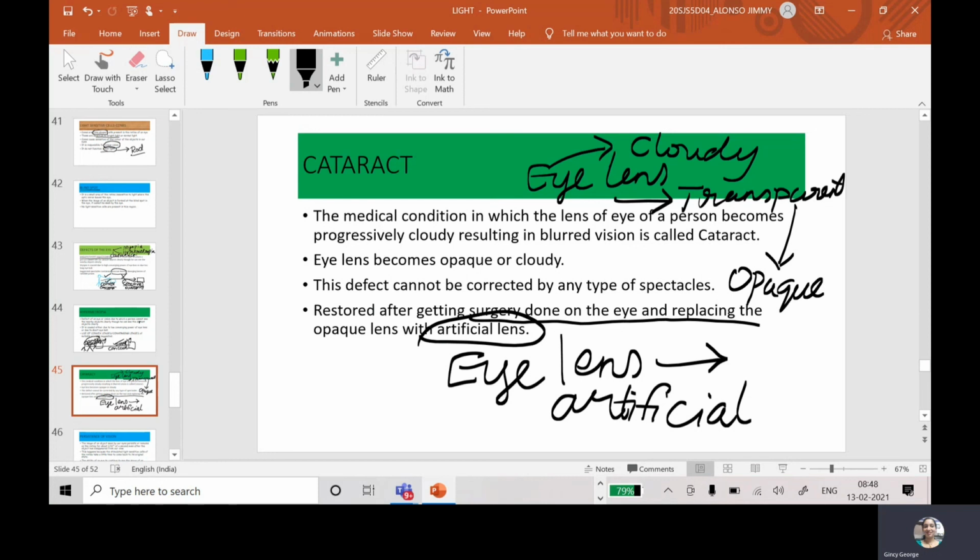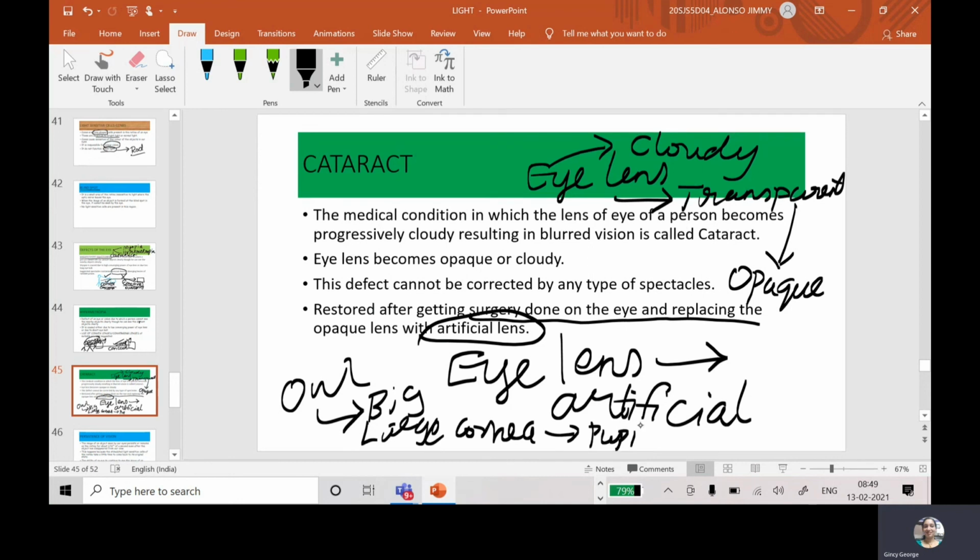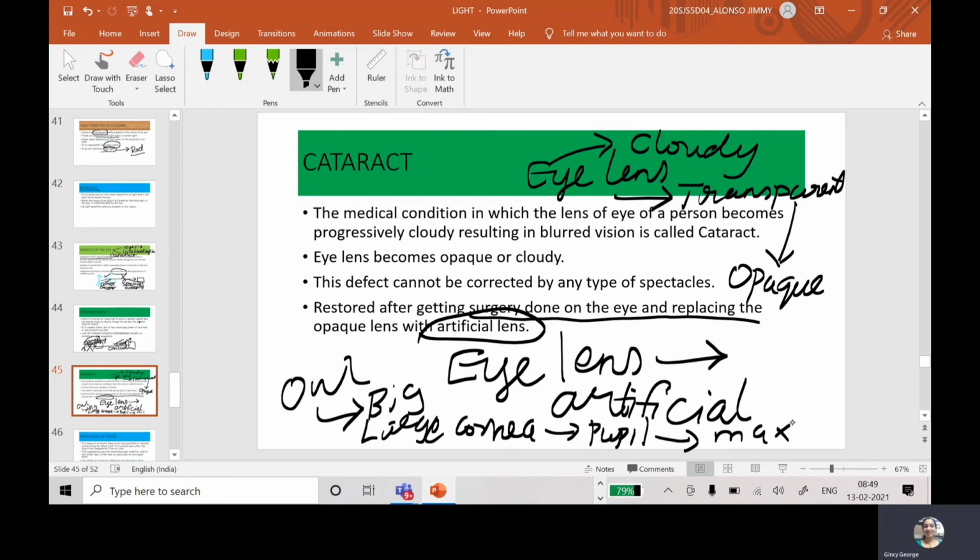Here one thing I forgot to tell you. What is the function of rods and cones in some animals? You would have seen some animals are more active or have more vision at night. For example, the owl. The owl is having big eyes, or having large cornea. So large cornea means it is making large pupil, allowing maximum light to enter.